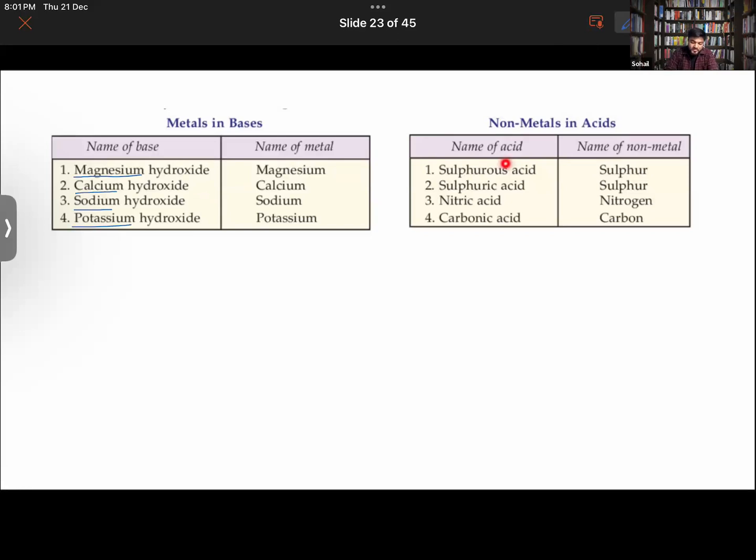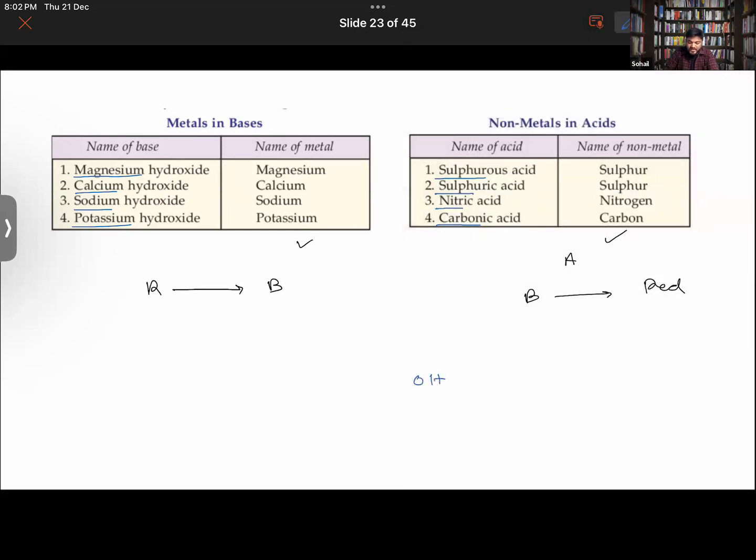Also, look at the acids. Acids consist of metal or non-metal? Non-metal. So some of the non-metals are named this way: sulfur, sulfur again here. Nitric is basically nitrogen here. And carbonic is carbon here. All of you got this? So bases consist of metals and acids consist of non-metals in them. Acid turns blue litmus into red and bases turn red litmus into blue.